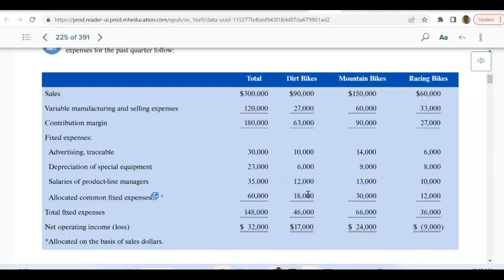cannot get deleted if you get rid of, let's say, racing bikes. So common fixed expense is common. It's going to happen no matter what. So that should not be considered as a form of judgment about, let's say, racing bike in here.